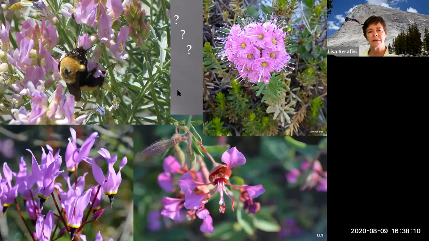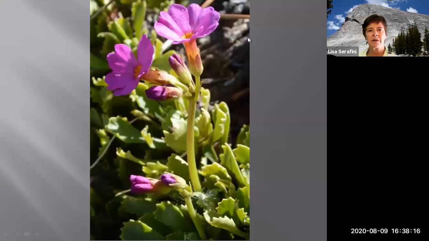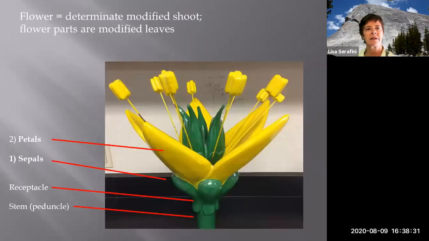Well, to do this, you should know something about the flower parts. And so here's a nice flower, this primrose or primula. And here's the end of the flower stem. We have sepals, and then we have petals, and then there are other parts inside. So it's a little less exciting, but let's go to a model to look at this.